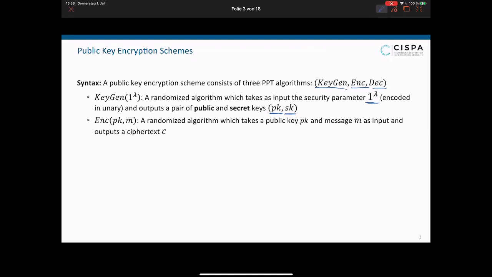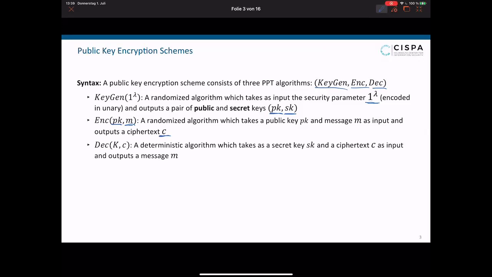The encryption algorithm takes a public key and a message and outputs a ciphertext C, right? Now in the setting of public key encryption, it doesn't just take a key K, it takes the public key PK. Okay, here there's of course a typo. Decryption takes a secret key SK and a ciphertext C and outputs a message M.